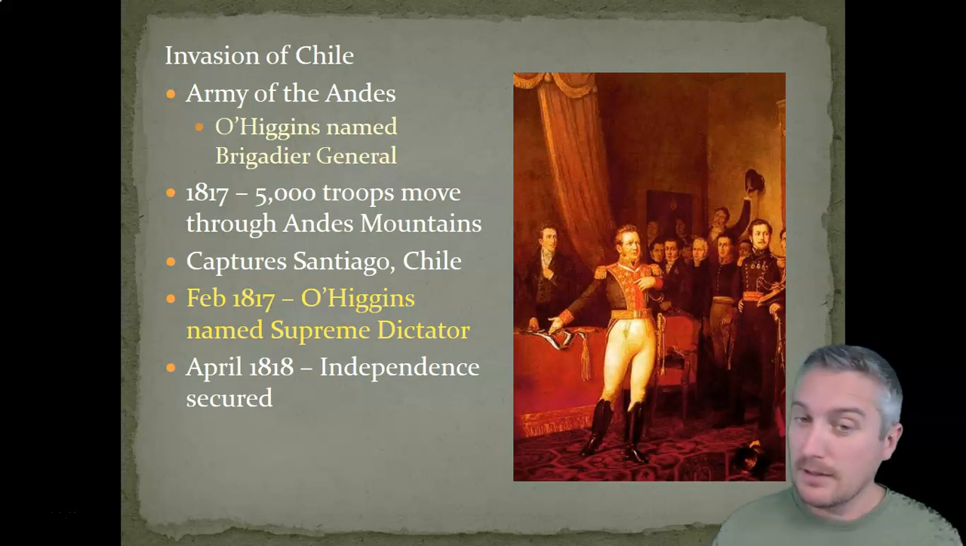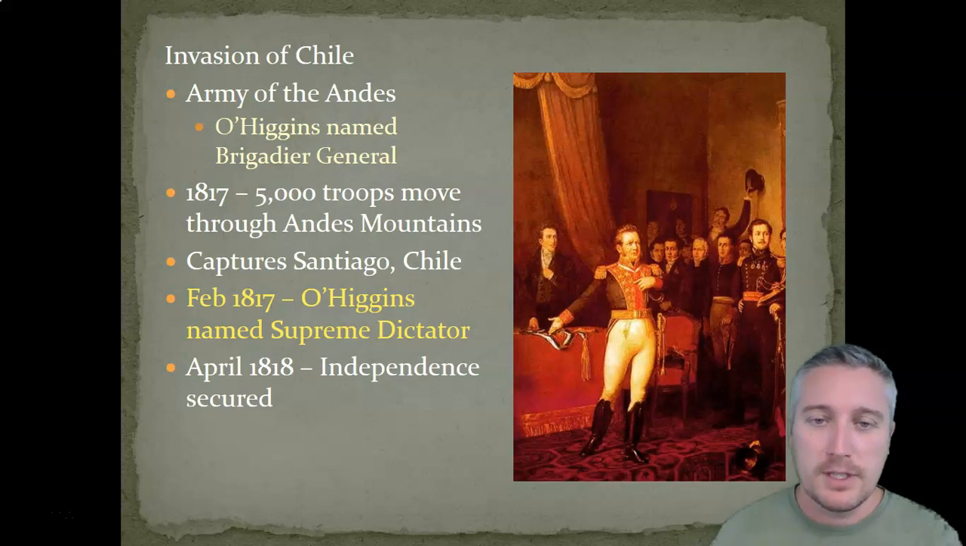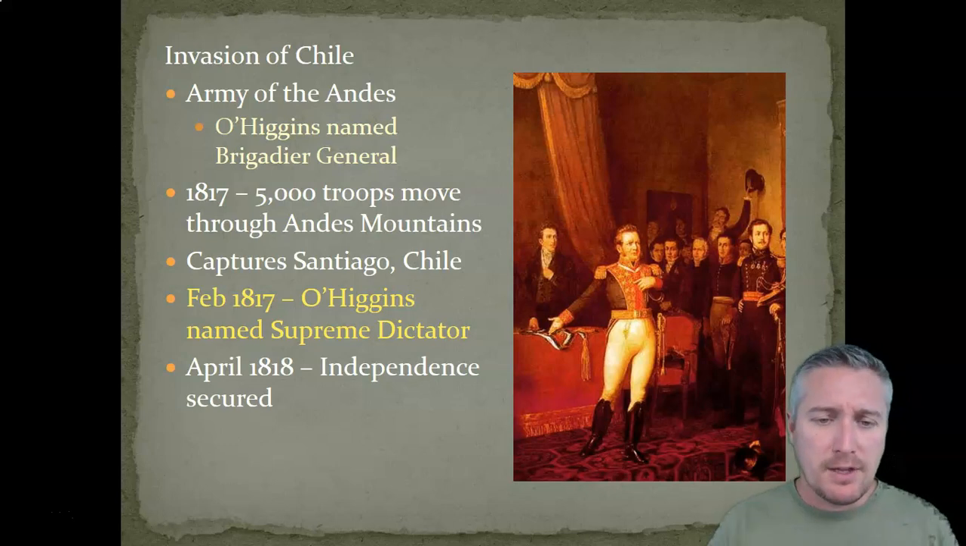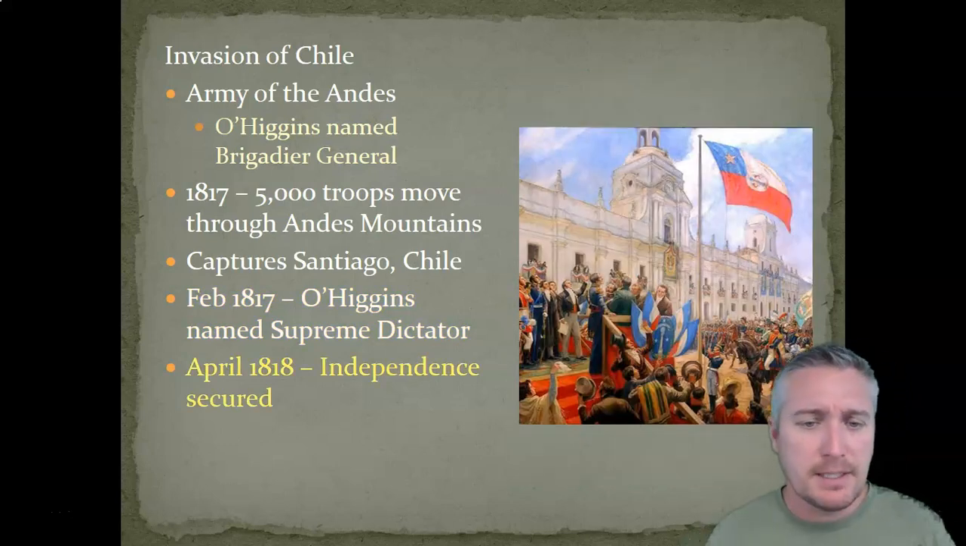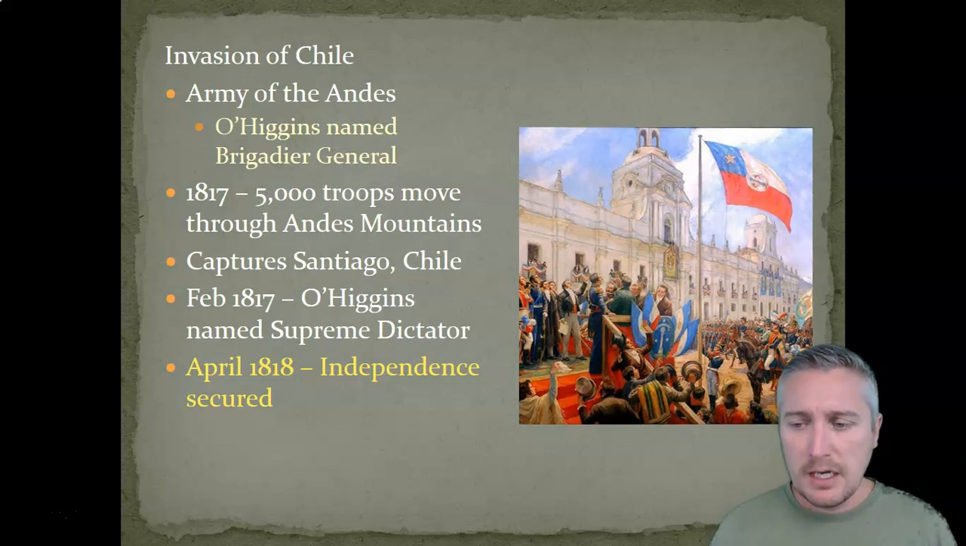That seems to happen a lot with the liberation of South American countries, and frankly, that would be a trend that would continue well into the 20th century. So O'Higgins is left behind there. We'll come back to him at a later moment. But ultimately, Chilean independence is secured fully by April 1818, and the remaining royalists that did live in the country are defeated.